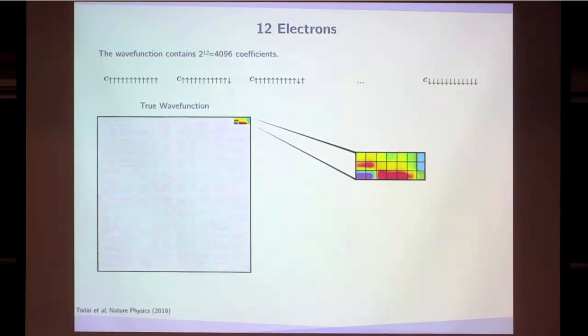64 squared, 40,000, okay? And the color is the value of the coefficient. I'll let that sink in. So that's a way to visualize the wave function.